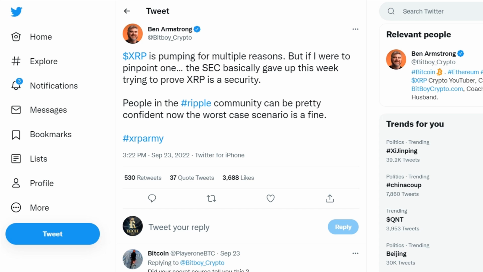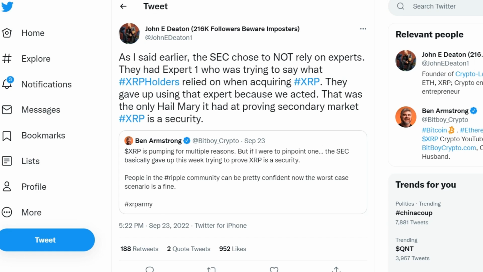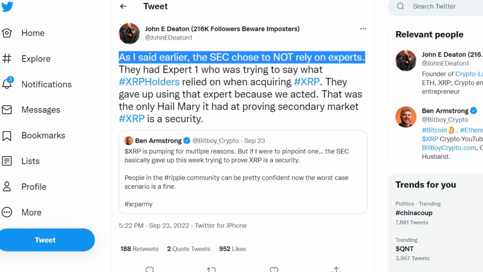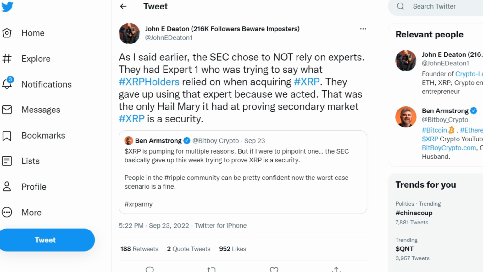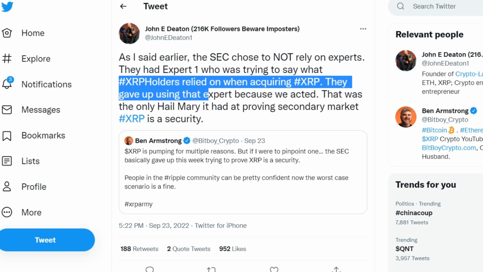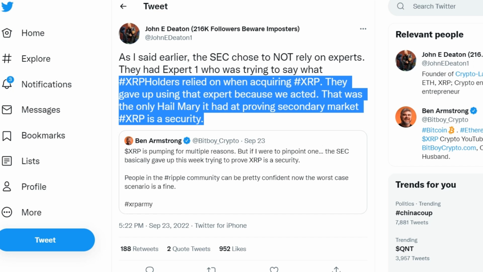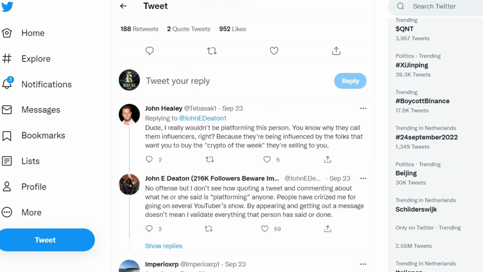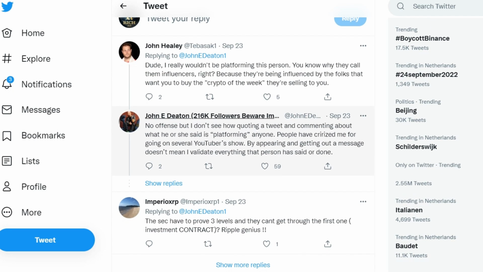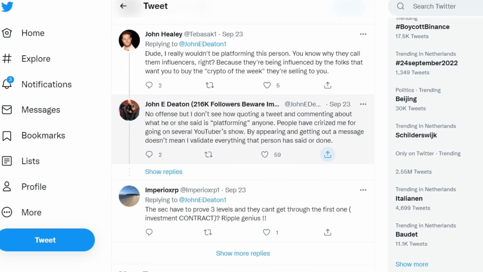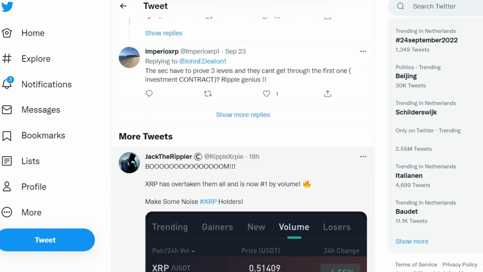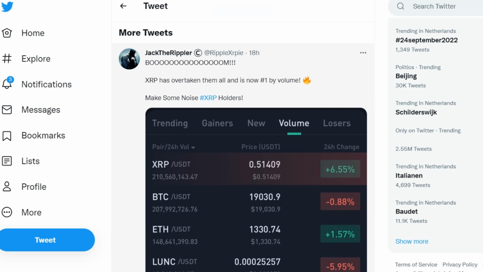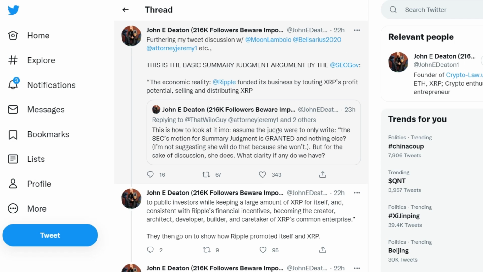Deaton said the SEC stopped relying on one of its experts who wanted to prove that XRP investors expected to make a profit when acquiring XRP as from a joint venture, which referred it to an investment contract. He added that the SEC has retracted this claim. Meanwhile, this was the only evidence to consider the sale of XRP on secondary markets as a sale of securities. As I said earlier, the SEC chose to not rely on experts. They had expert one who was trying to say what #XRP holders relied on when acquiring #XRP. They gave up using that expert because we acted. That was the only Hail Mary it had at proving secondary market #XRP is a security.